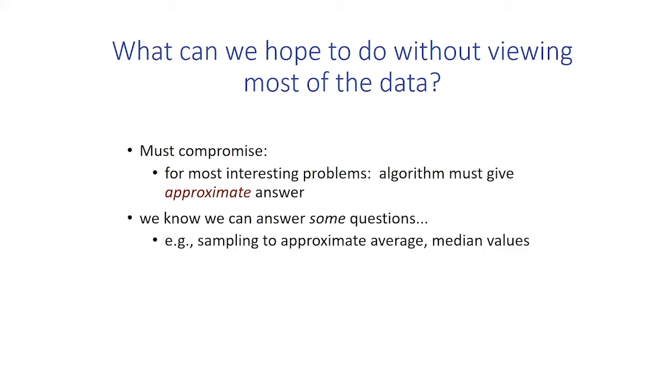Statisticians ran into this problem a long time ago. We know that we can sample to get an approximate average. We know that there are standard algorithms for approximating the median value. So there are things we can do. But what I want to talk about today are things that are more algorithmically interesting, going beyond these questions to questions about combinatorial optimization and graph theory. And I won't talk about it today, but people have looked at this for algebraic types of properties and various other things.